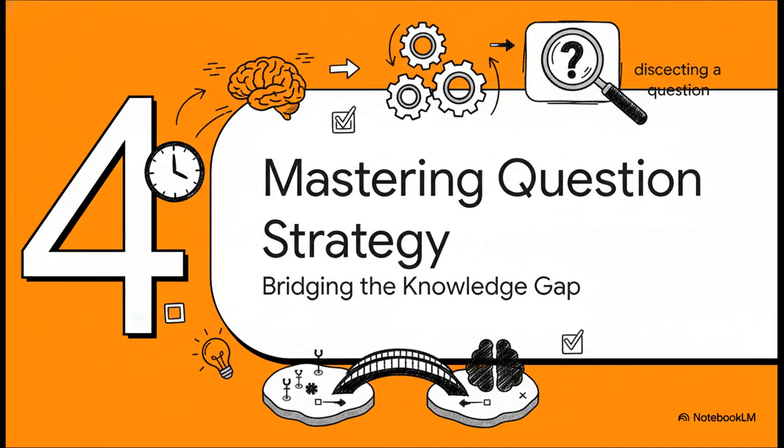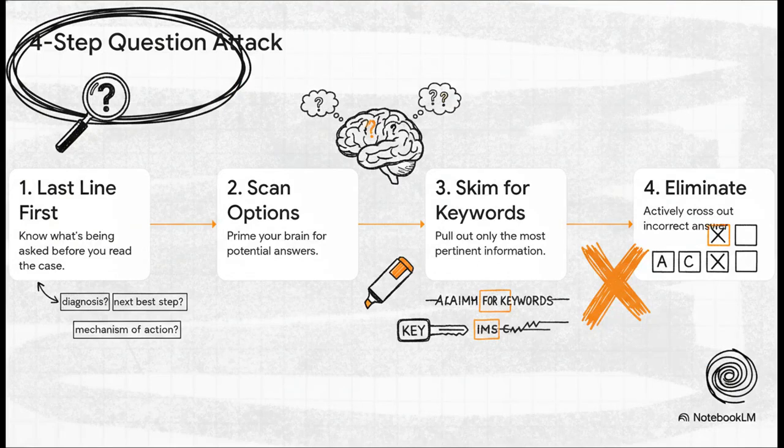Well, it's not some kind of magic. It's a real, systematic process for breaking down a question, especially when you're under pressure and that answer isn't just jumping out at you. Here it is, your 4-step attack plan. Step 1, and this is non-negotiable, read the last line of the question first. This tells you exactly what they want. A diagnosis, the mechanism of a drug.